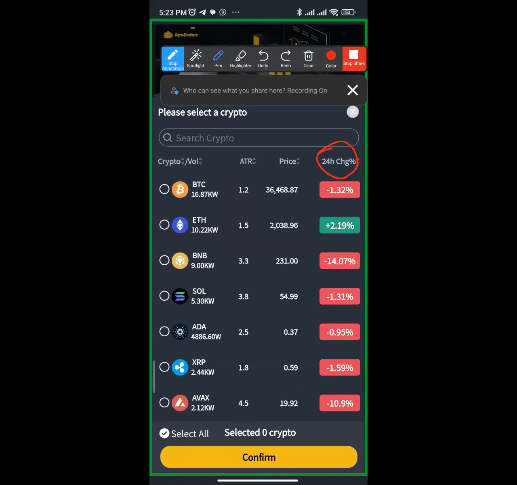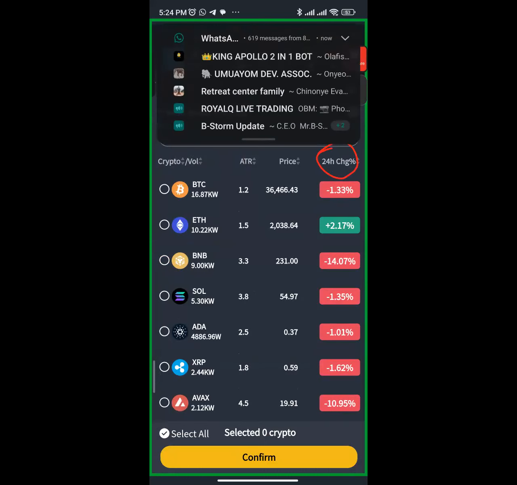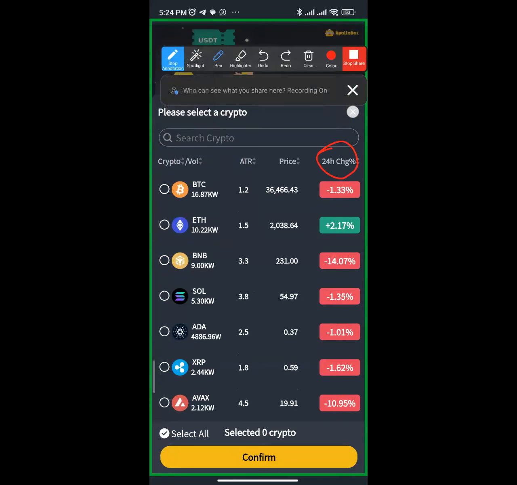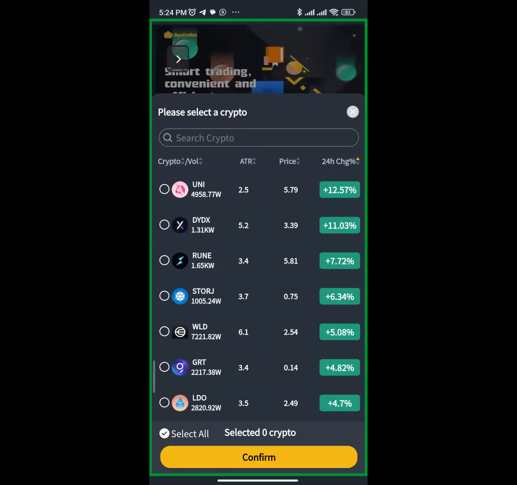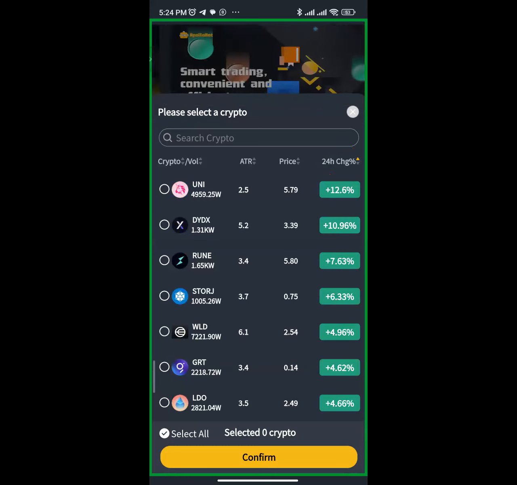Different coins on different days have different percentage rises, tops and bottoms. So we want to trade as many coins as possible on different days of the week. Today, I look at the 24 hours change, and I tap on it. So what does it tell me? It tells me that UNI is the top of the chain, followed by DYDX.